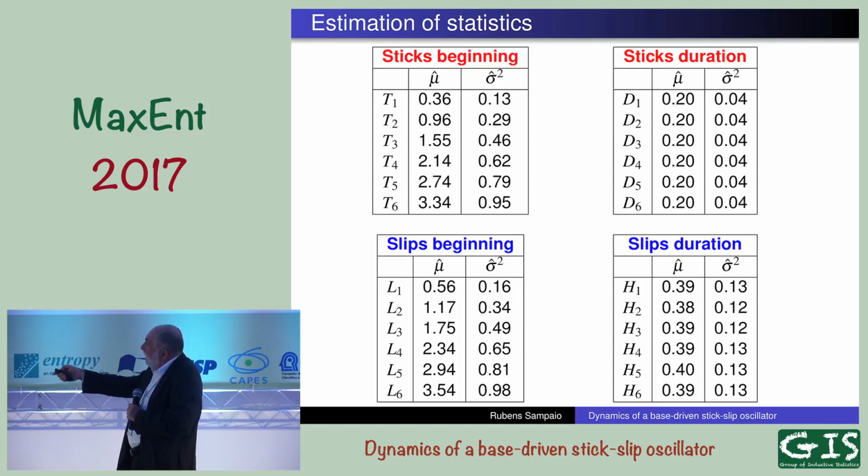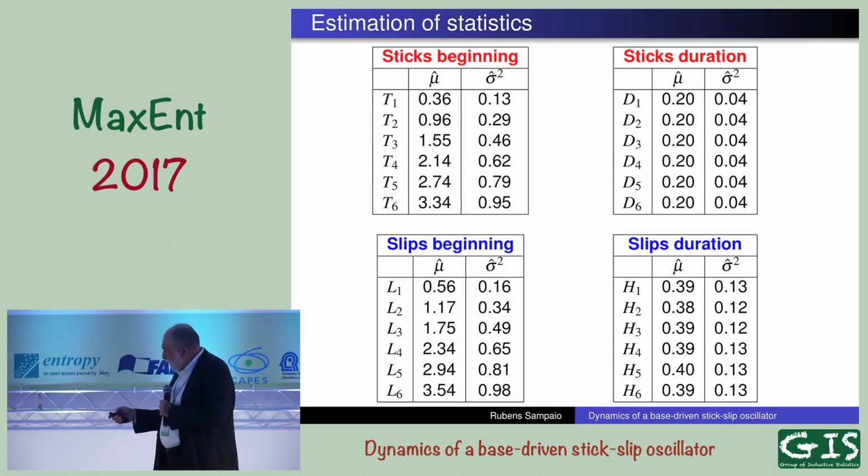For example, here I have the beginning of sticks. So I get here the numbers. Of course, they have to increase. I get 1 to 6. The dispersion also increases. Here's the duration. It's almost constant. Same thing for the slips. Same thing for the duration. These two do not vary.